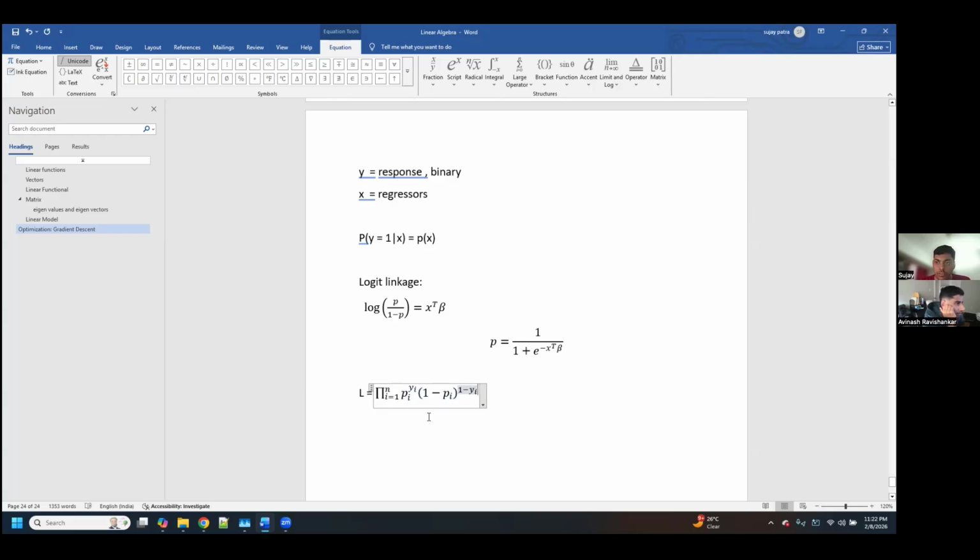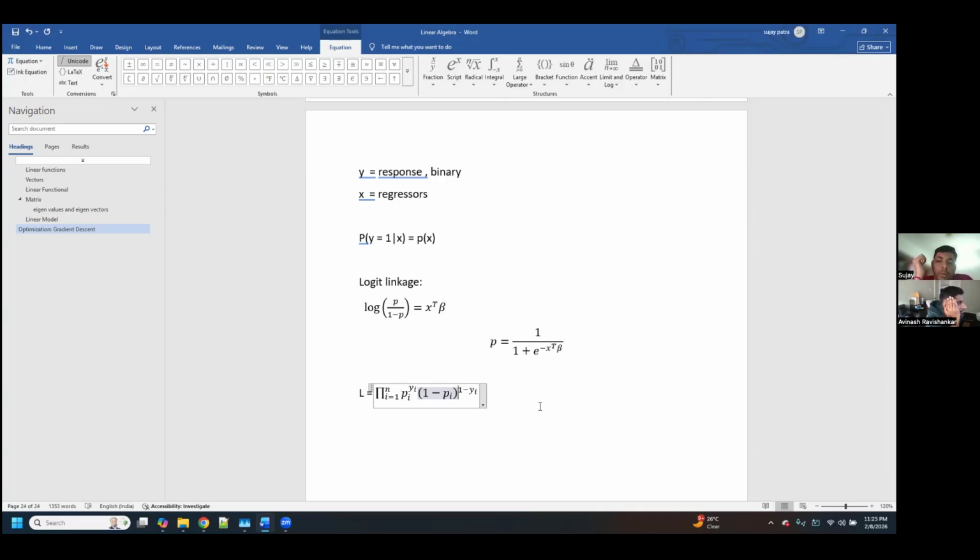Now, this is a complicated way of writing that if y is 1, then I take p_i. If y is 0, I take 1 minus p_i, because then the other one cancels out. And then you can substitute the p in this, and then you get the formula for the likelihood, using your regressors and your parameters.